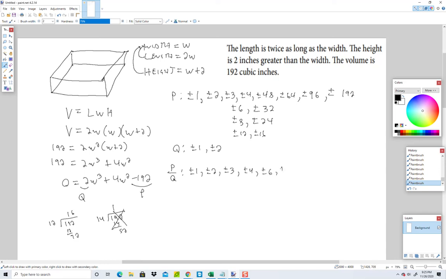I've got 6, 8, 12, 16, 24, 32, 48, 64, 96, and 192. Now I take each one of these values of P and put it over the 2. So I'm going to have 1/2.